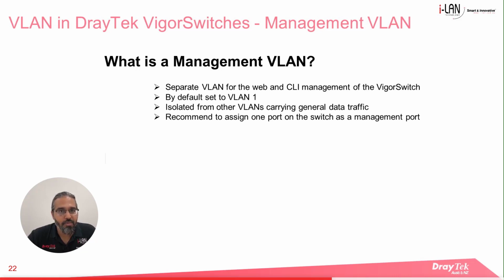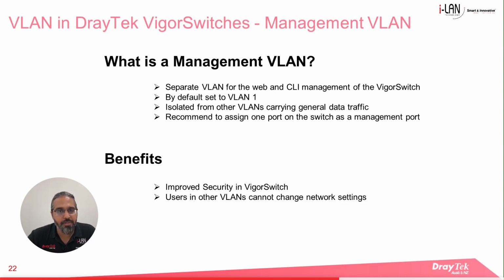It is recommended to assign at least one port on the VIGA switch as the management port in case there is a problem accessing this switch over the network due to routing issues. A key benefit of using a management VLAN is improved network security, since users are prevented from making changes to network settings. For the management VLAN to be secure, it must only be used for controlling and managing the switch and should have restricted access.